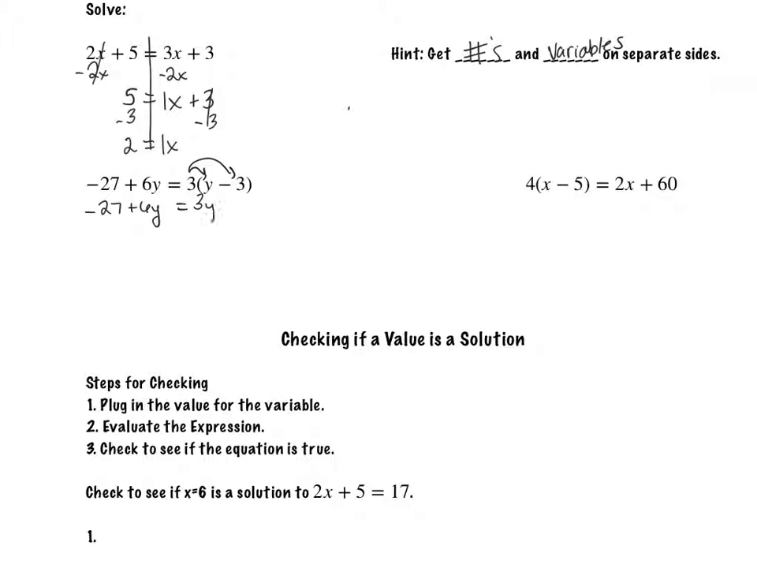So I have 3y minus 9. So now I want to draw my line and solve.